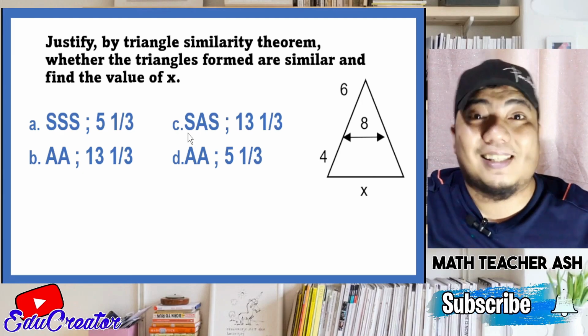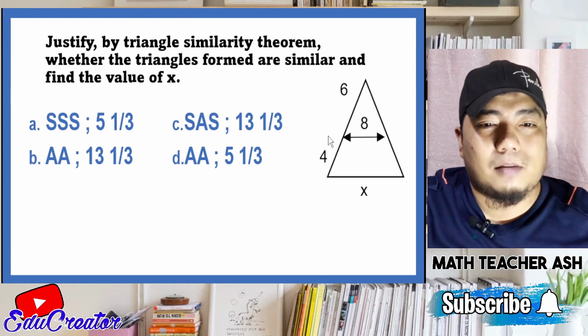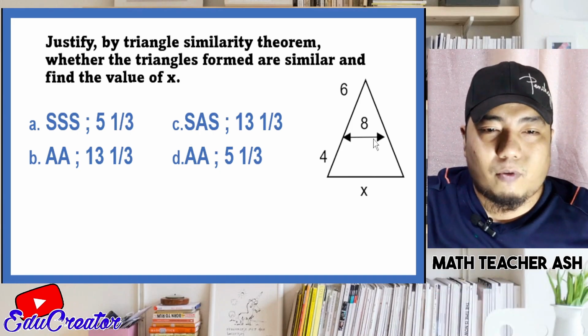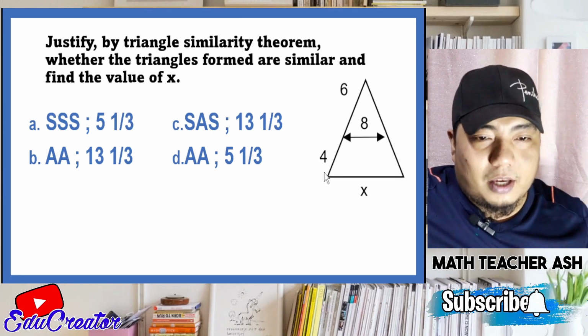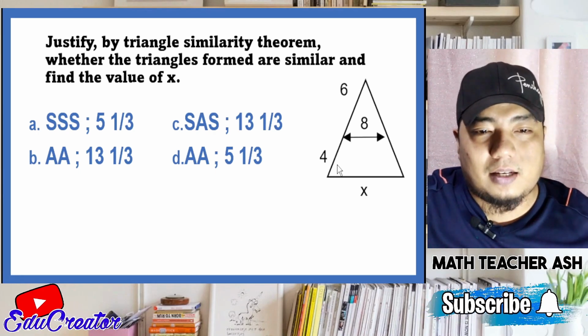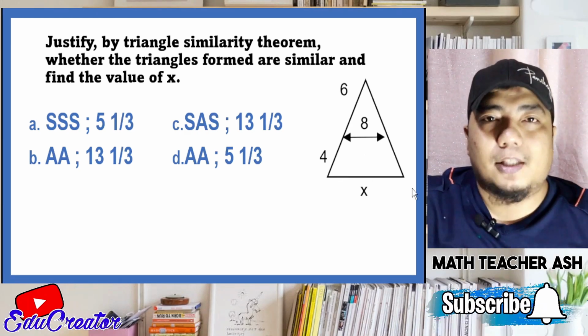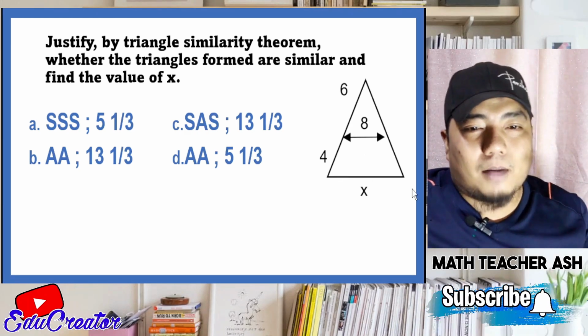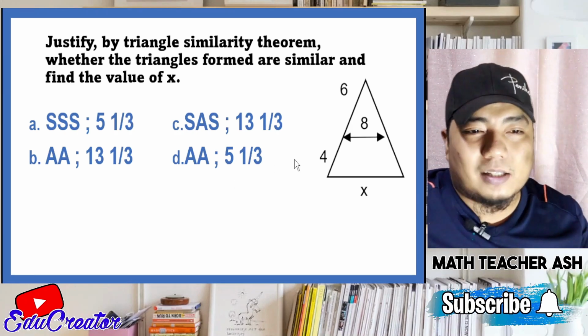Okay, so letter C. However, how did it happen as SAS? My dear math learners, of course, if we are considering this part, two sides, and this will be the included angle, right? Here is another side, and this side, the included angle is here. So basically, it pertains to the SAS theorem or similarity theorem. Okay, so basically our answer here is letter C.